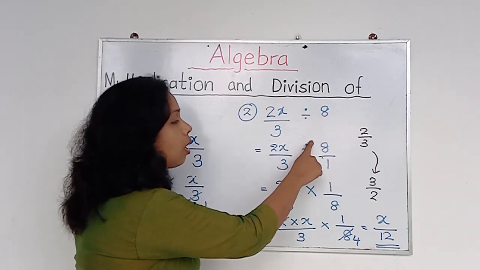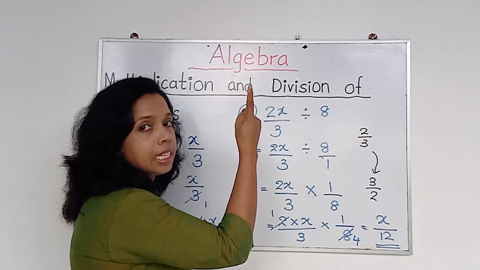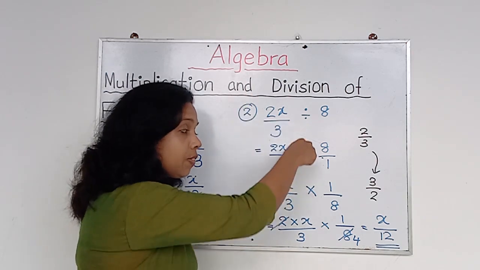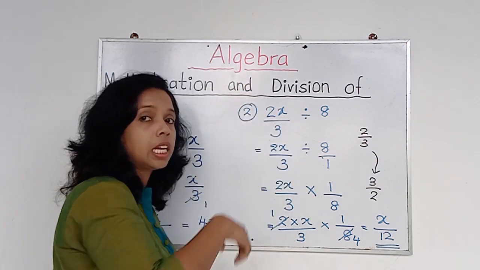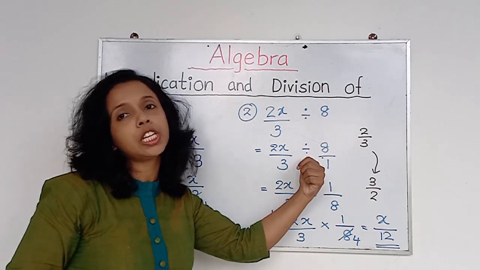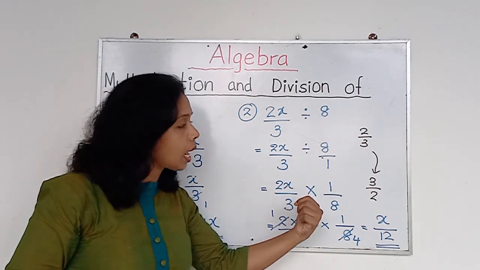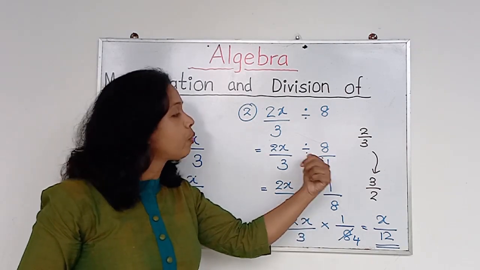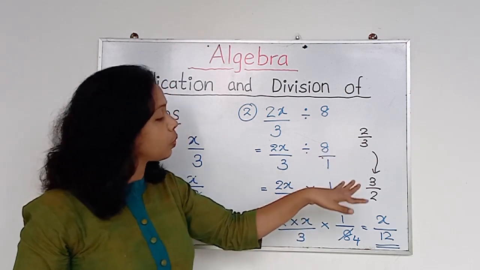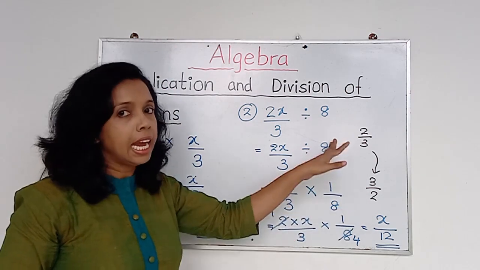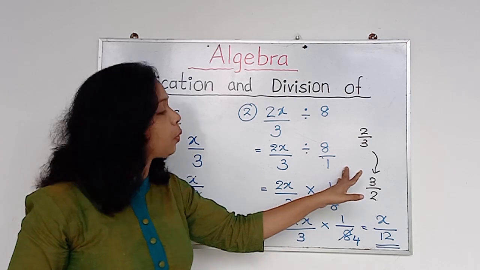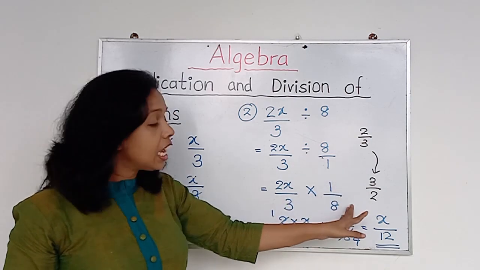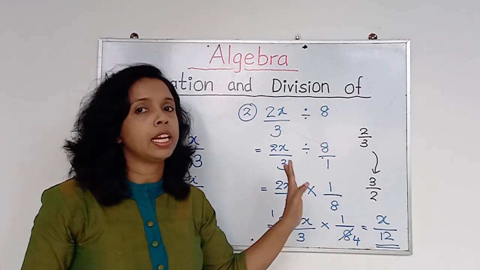Then if you have a division like this, you can convert this division into multiplication. When you are converting division into multiplication, what happens to the fraction after this division sign? You take the reciprocal of it. 8 over 1, what is the reciprocal? 1 over 8. Then you check whether you can simplify it or not.